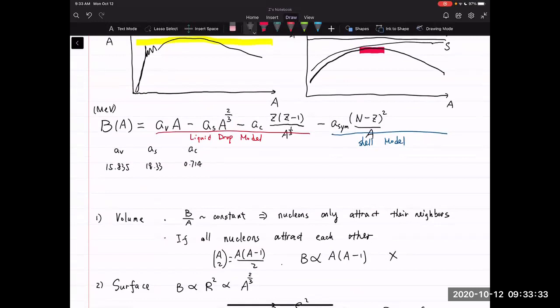Okay, so the last term of this correction, actually, by the way, let me write it down. What is this a_sym term? So this a_sym is roughly 23.20.